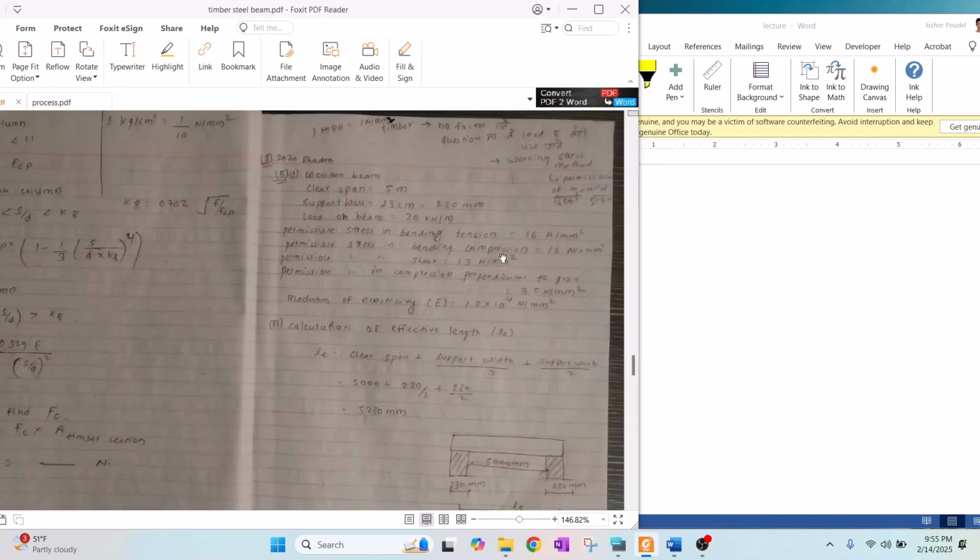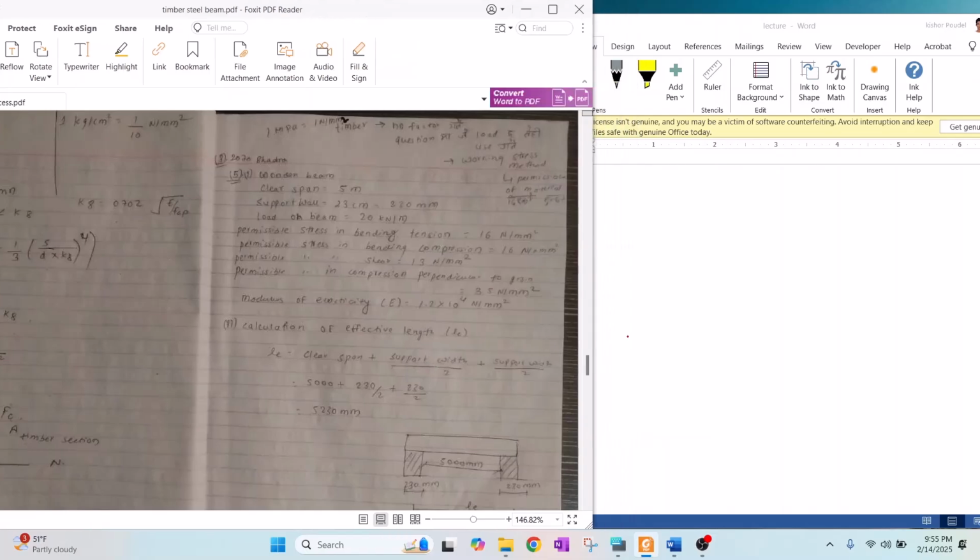So we have also permissible stress in shear, that is 30 newton per mm square, and permissible stress in compression perpendicular to the grain, that is 3.5 newton per mm square. And the last property of the wood is modulus of elasticity, E, that is equal to 1.2 multiplied by 10 to the power 20 per m square.